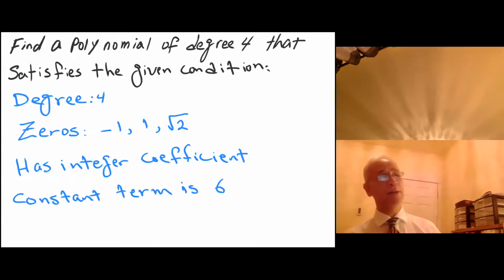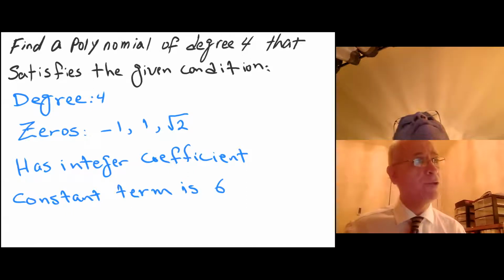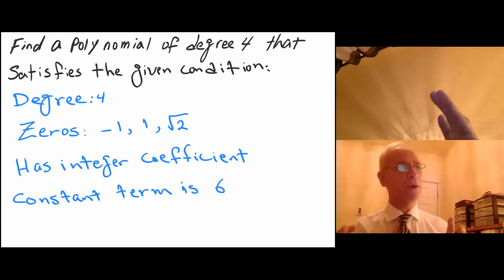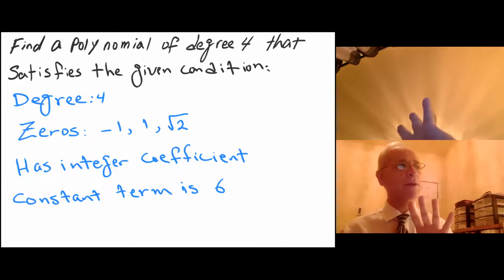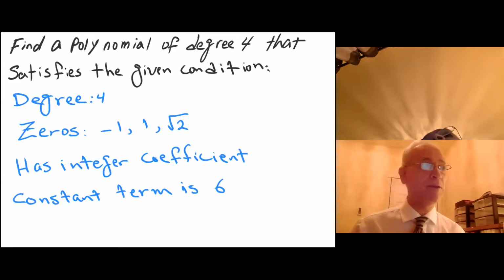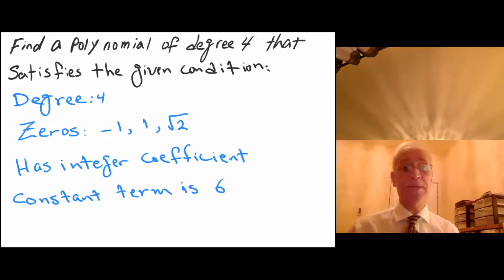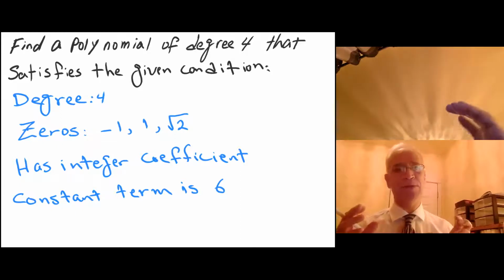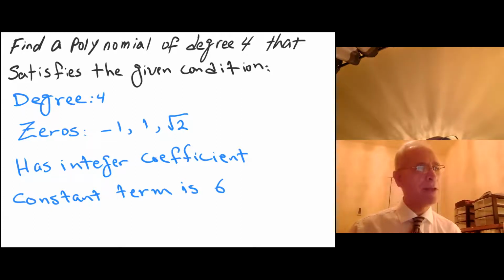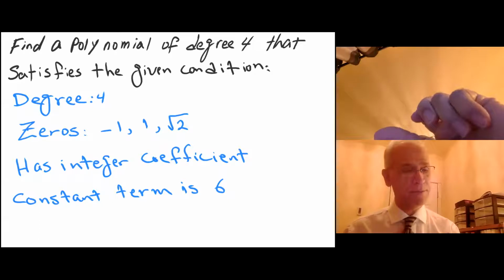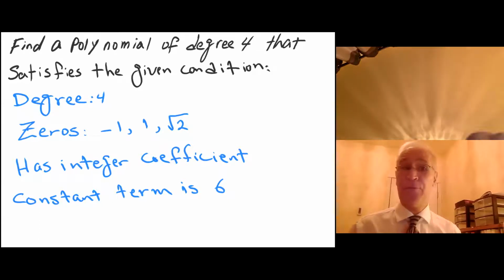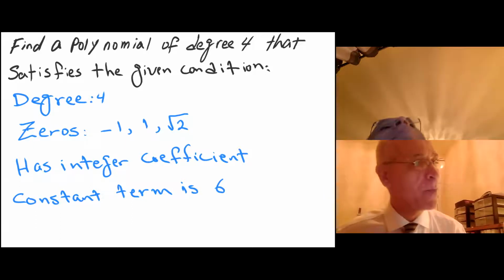Hello, Math 141. This question was emailed to me. Find the polynomial of degree 4 that satisfies the given condition. Degree is 4, so that means that the highest degree is 4. Zeros are -1, +1, square root of 2. The fourth root is not given to us, so let's see what we can do about that.